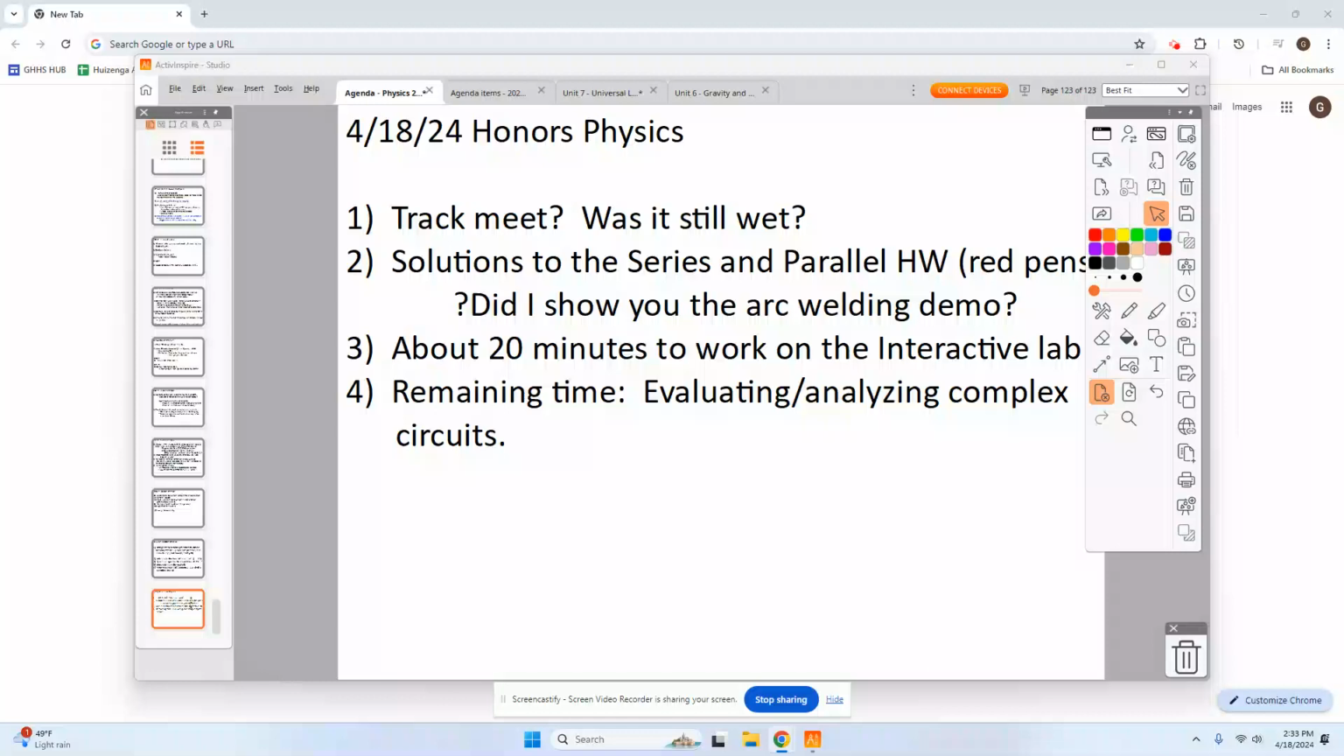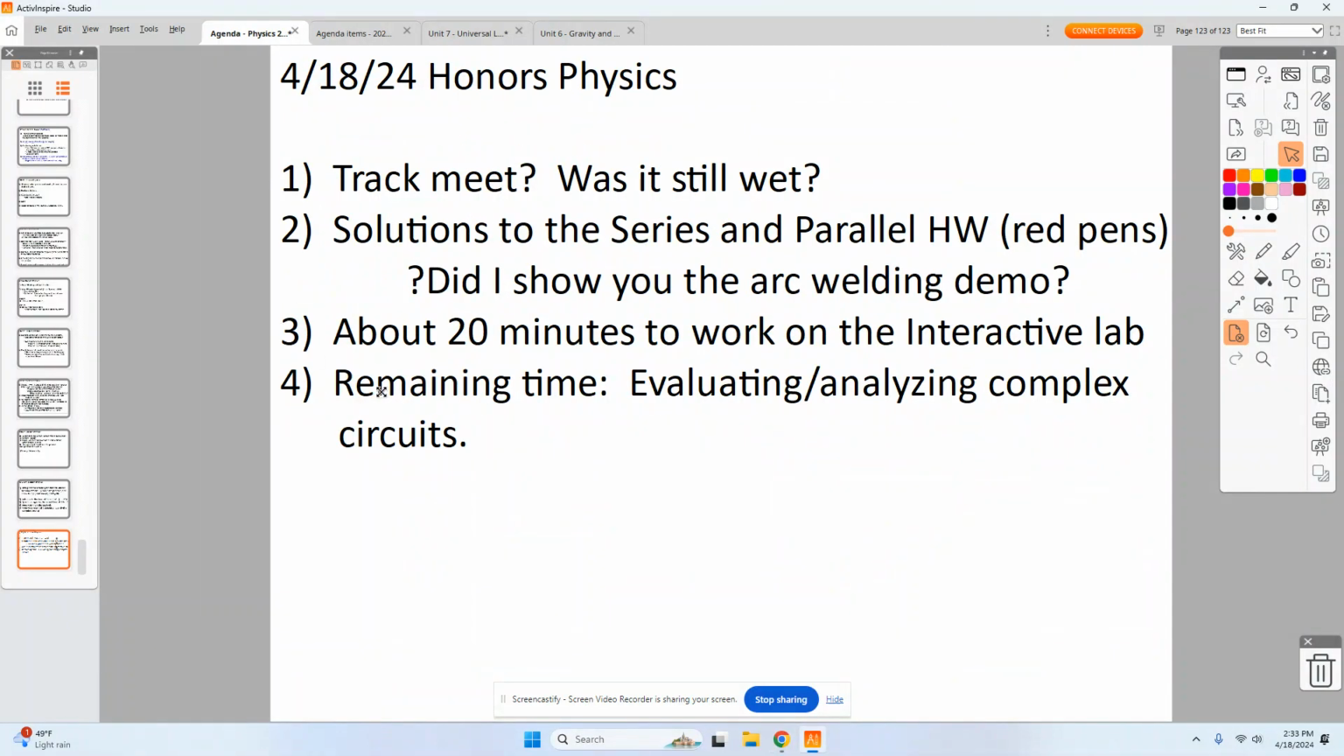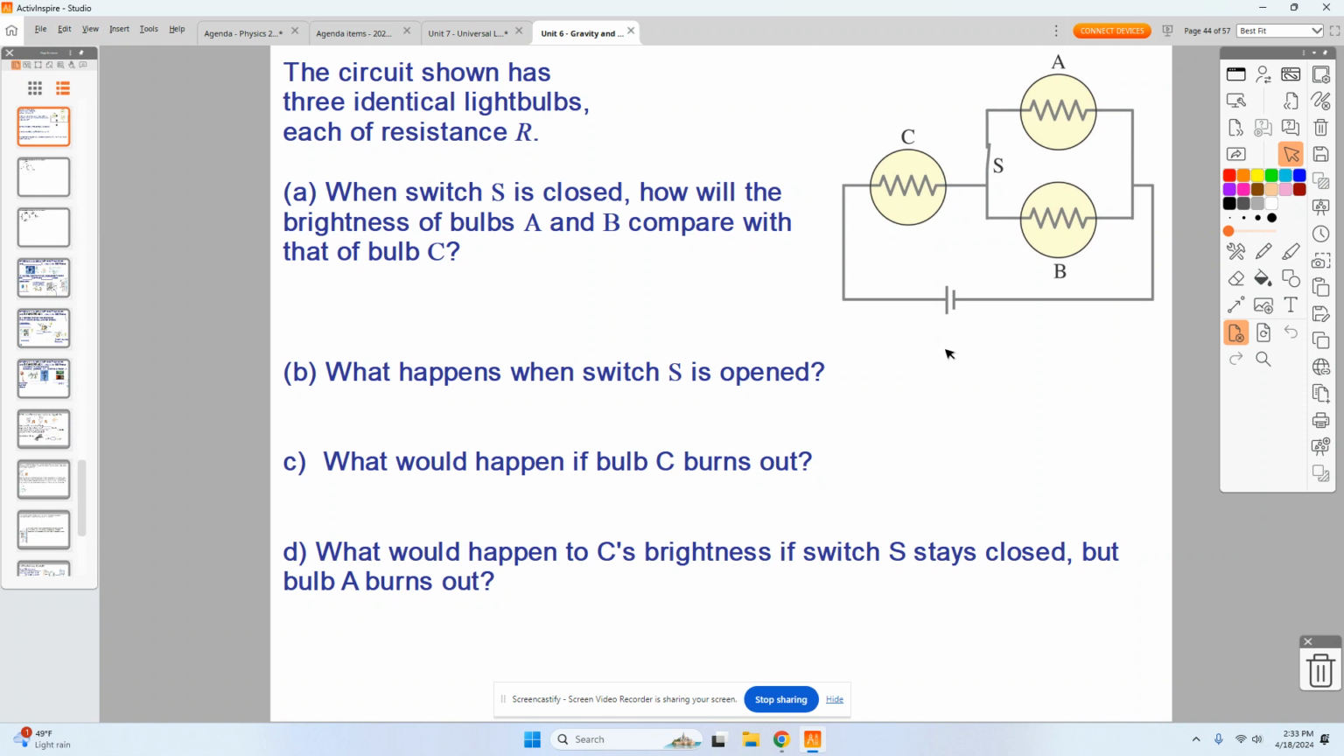So for students that are gone today, this is Thursday, April 18th. We are now doing the evaluating, analyzing complex circuit business. So we're at this point in your note packets. And so now what we have here is an arrangement of two bulbs in parallel that's in series with C.